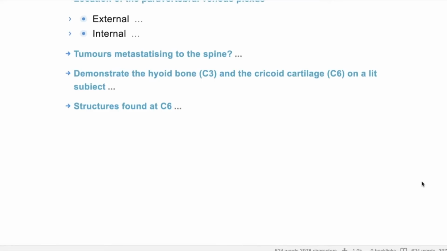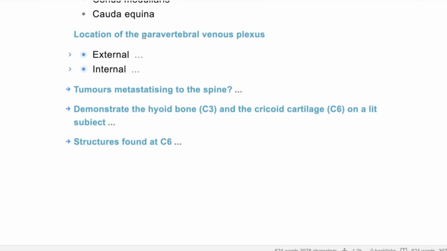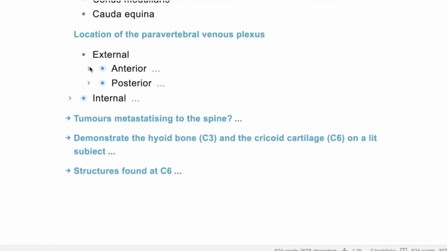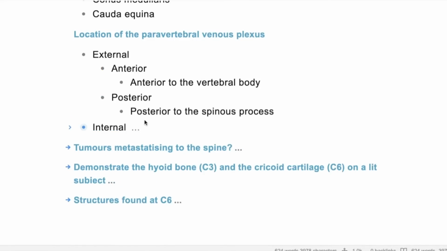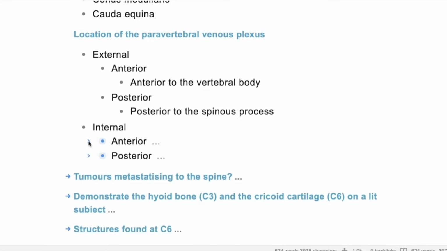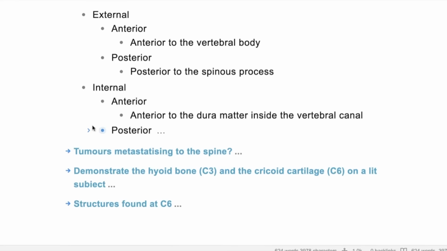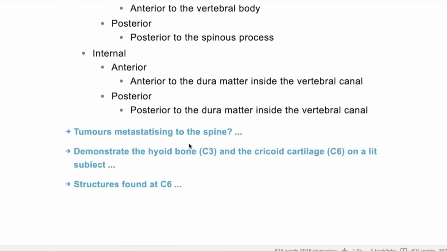Okay, that sounds really good. But the way I would say it, just simply make your answer very short. I would say external and internal venous plexus. External anterior is located anterior to the body of the vertebra, and posterior is just posterior to the spinous process. Internal, you have anterior and posterior as well. So anterior is just anterior to the dura, and posterior is posterior to the dura. All right, that's what you really need to say.